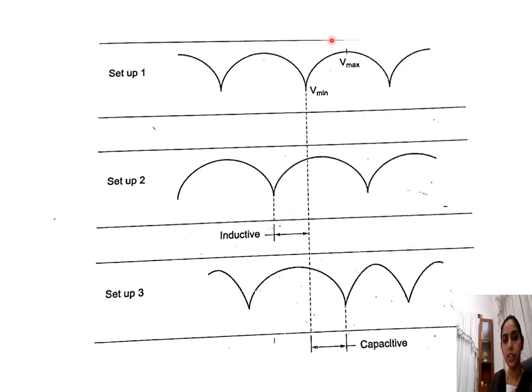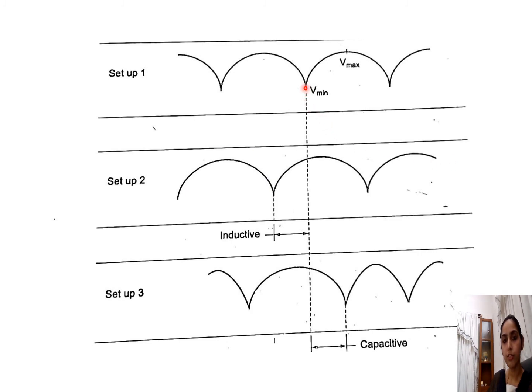So this is our first pattern, which we obtained for our VSWR by noting the values of, say, Vmax and Vminimum. This is the first setup, in which we have connected an unknown load whose impedance is to be measured. In the second setup, instead of this unknown load, we have placed a shorted termination and then we observe the pattern for VSWR.